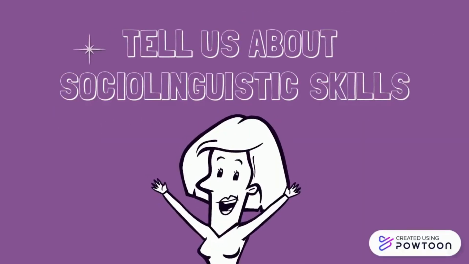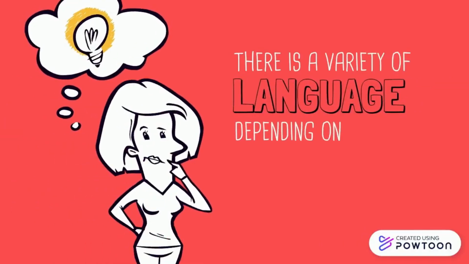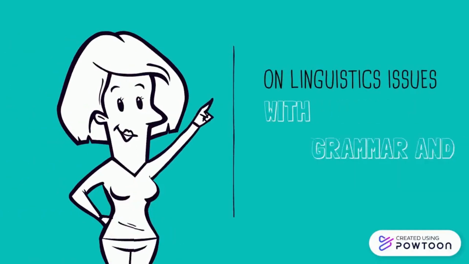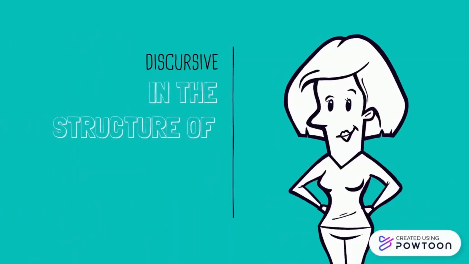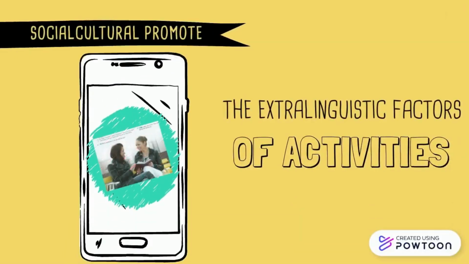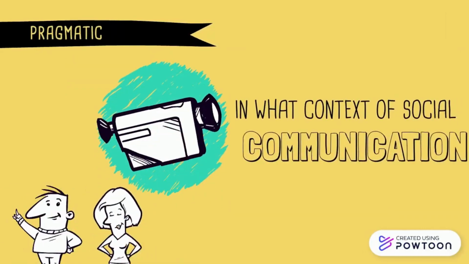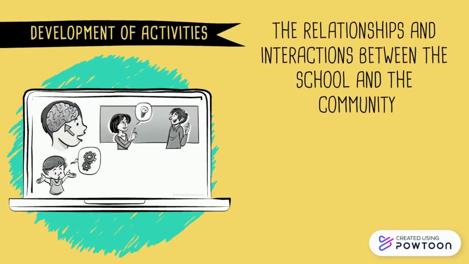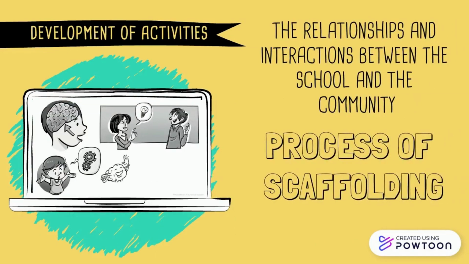Vygotsky. They show us the sociolinguistic aspect: there is a variety of languages in the activity depending on the context, linguistic with grammar and vocabulary, and discursive. The structure is the film text, sociocultural, promoting the extra-linguistic factors of the activities. Pragmatic: in what context? Social communication. It shows us the development of the activities with relationship and interaction of the school community, as well as a scaffolding process.